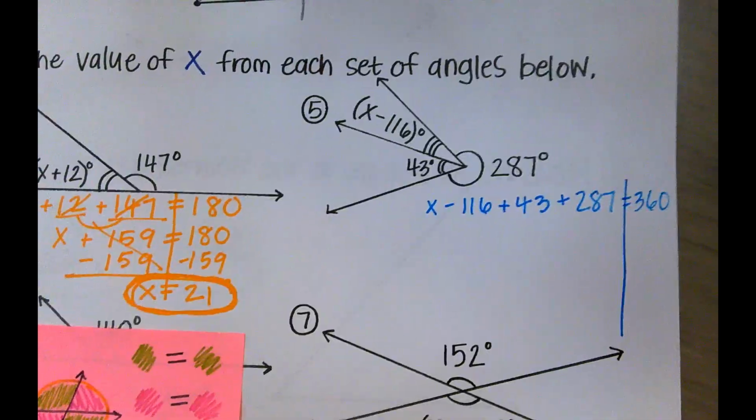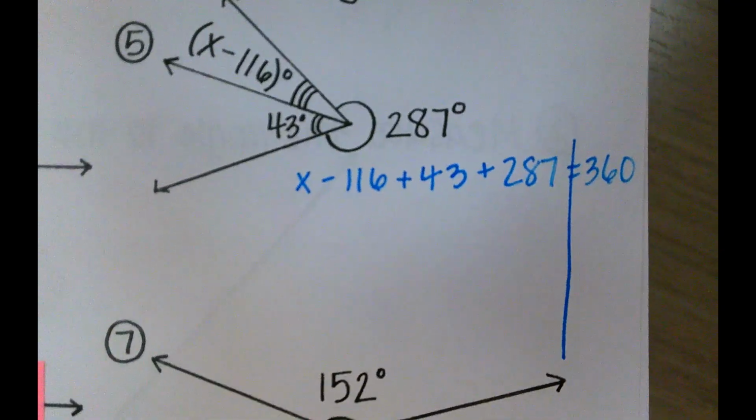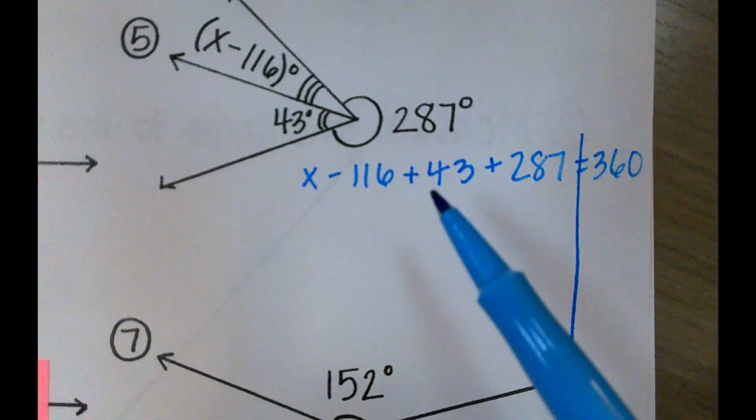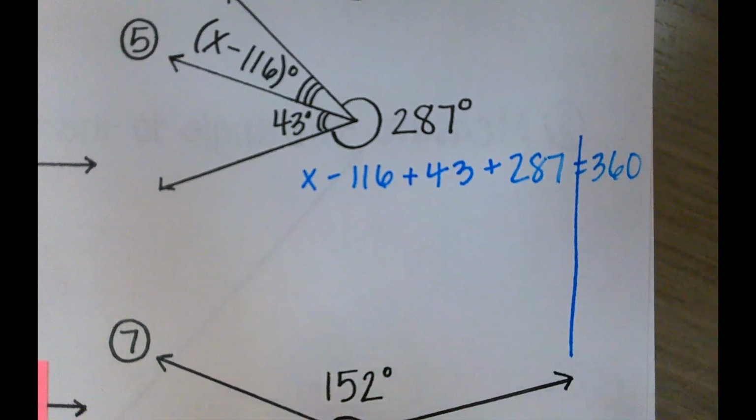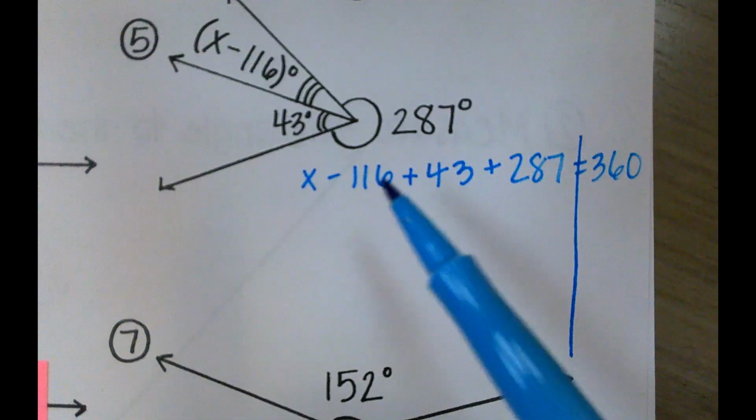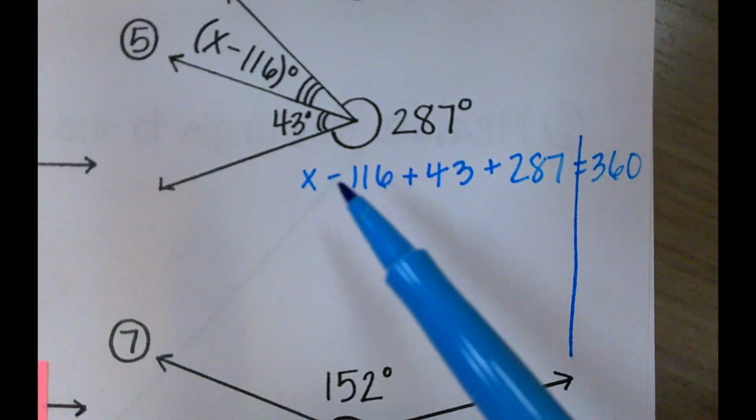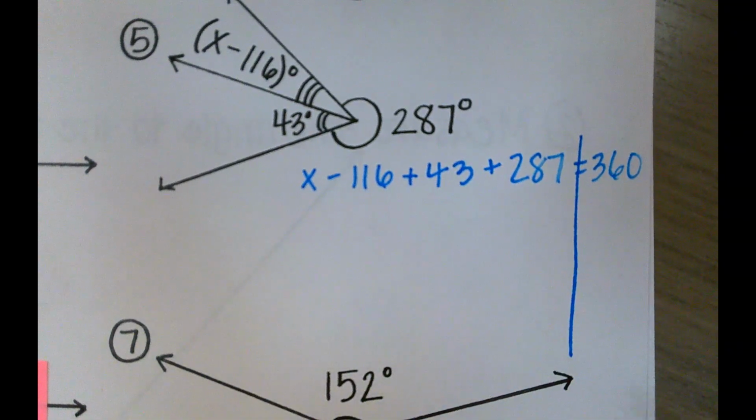Why do we need to be extra careful here? Looks like you have 3 to add. One of those is special though. One's a negative. Yeah. Negative 116.